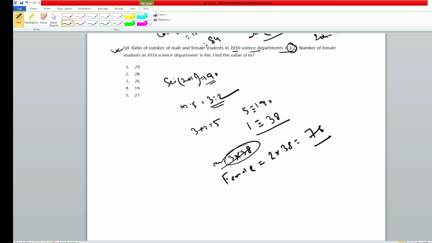It was not required because the question says the number of female students in the 2016 science department is 4m. The female students in 2016 is 76. So 4m is equal to 76, and m is equal to 19. So the value of m is 19. Option 4 is the correct answer.